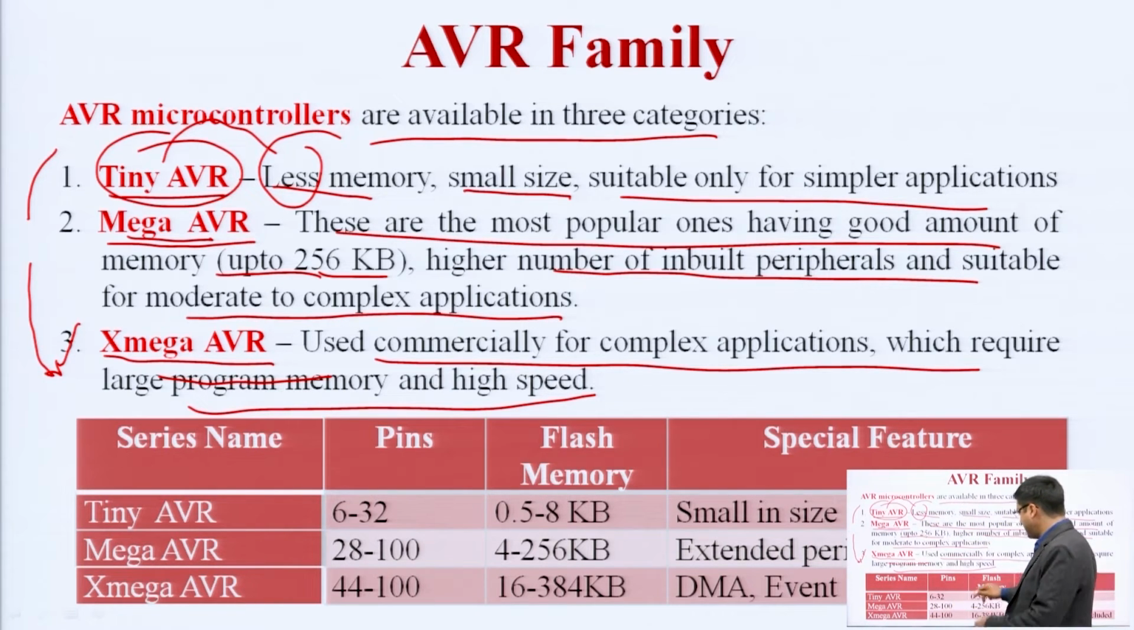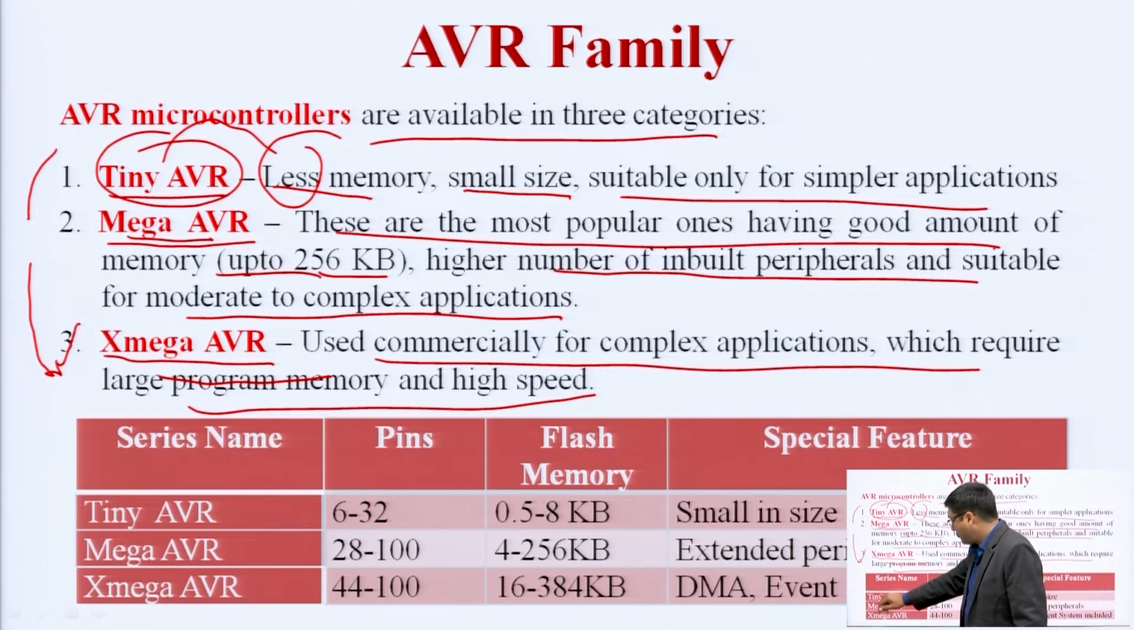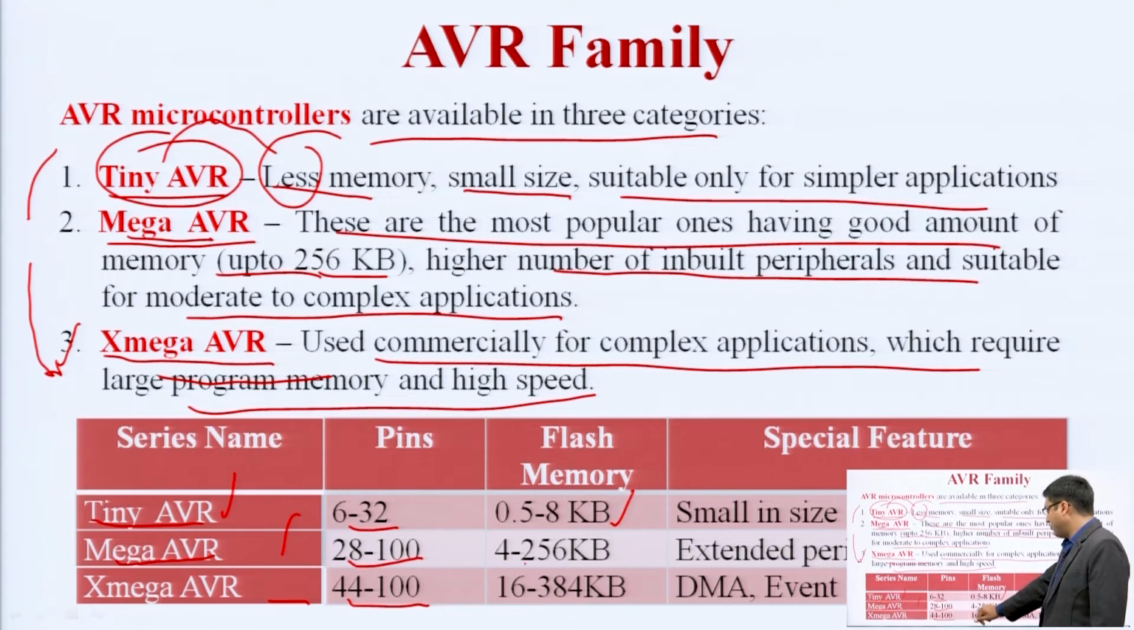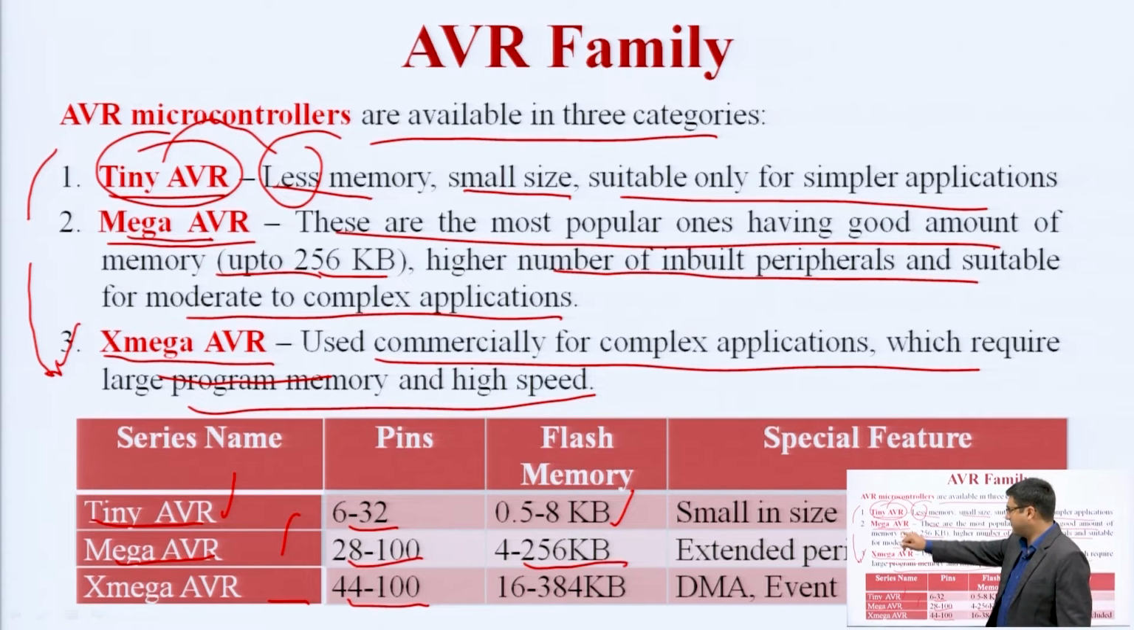This table represents the comparison between the different series of AVR. The first one is the Tiny AVR, the second one is the Mega AVR, and the third one is the Xmega AVR. The number of pins available in Tiny is 6 to 32. Mega has 28 to 100 input output pins, and Xmega has 44 to 100 pins. Flash memory is 0.5 to 8 KB in the case of Tiny AVR, and in the case of Mega AVR the flash memory is 4 to 256 kilobytes. As we have seen, the amount of memory available is up to 256 kilobytes.